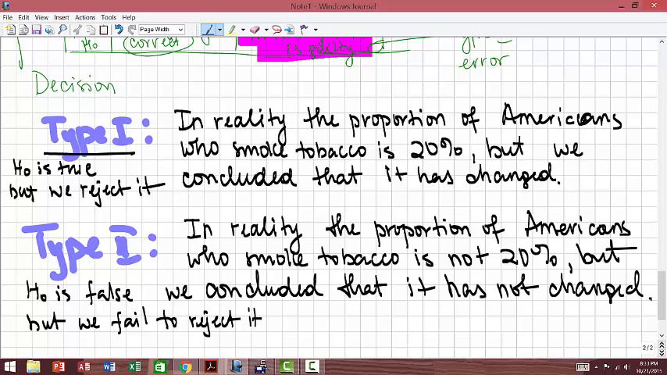All right, so that's how you would write a conclusion about two different types of error that can be made using hypothesis testing for statistics problems.